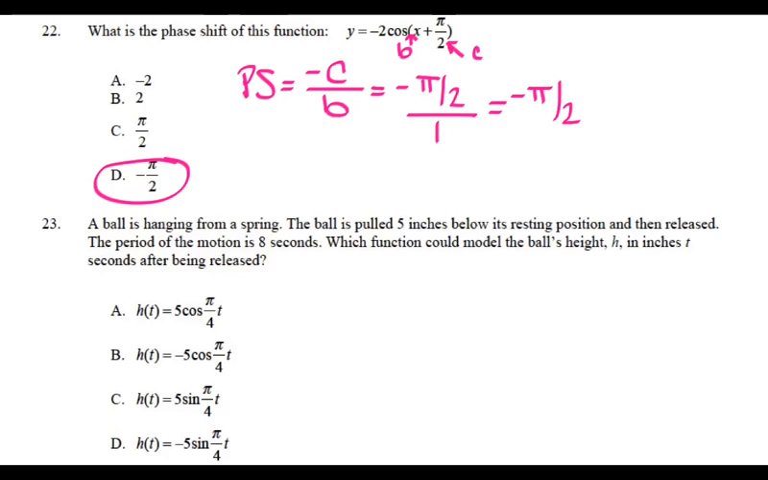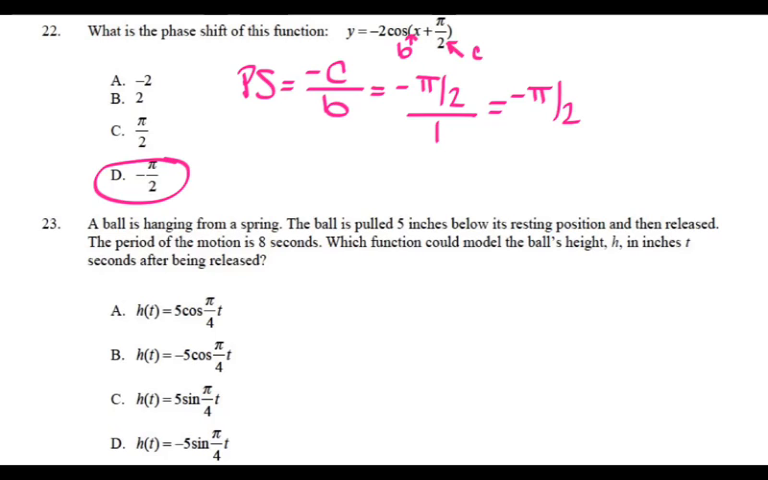23 is a trig modeling question. A ball is hanging from a spring. The ball is pulled 5 inches below its resting position and then released. The period of the motion is 8 seconds. Which function could model the ball's height in inches t seconds after being released?